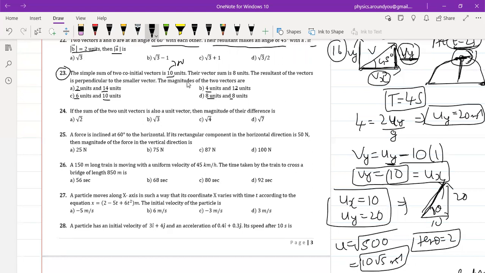Well, the resultant of the vectors, let me say A vector and B vector, is found to be perpendicular to the smaller vector. I have supposed that the smaller vector is A, the bigger vector is B, and the resultant R is perpendicular. It is a simple right angle triangle. Now, R is given as 8, right? R is given as 8.